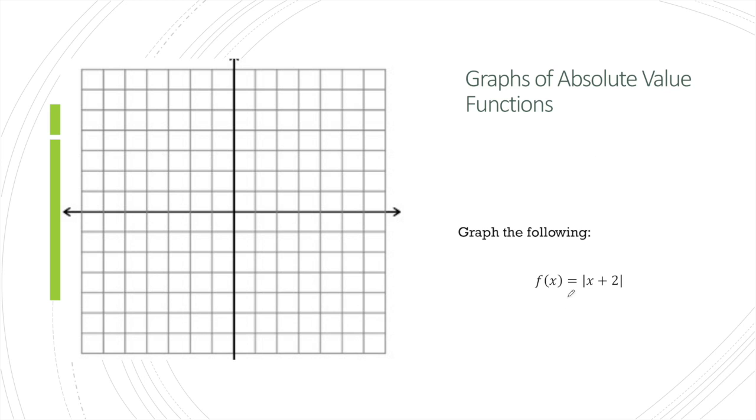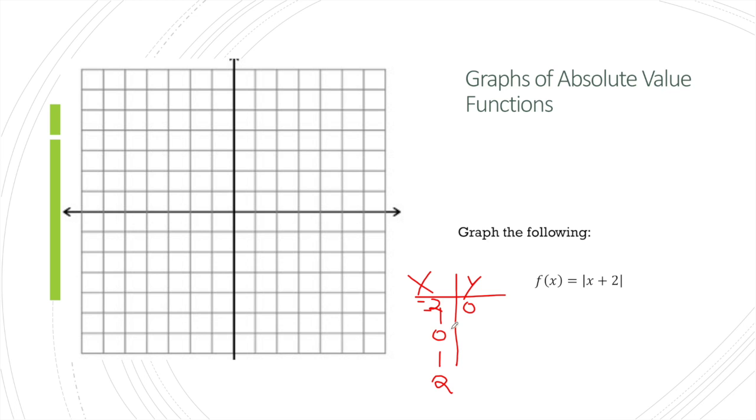So let's take a look at f of x equals the absolute value of x plus 2. So now I've added a constant within my grouping symbol. Before, that meant we were going to have a horizontal shift. And that's true. But we're going to have a horizontal shift in a different direction than we think. So let's go ahead and take a look at -2, -1, 0, 1, and 2.